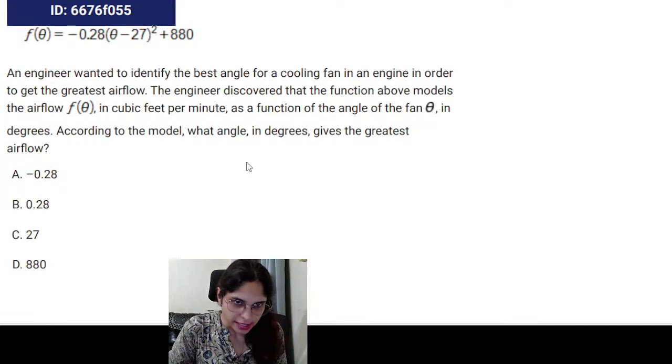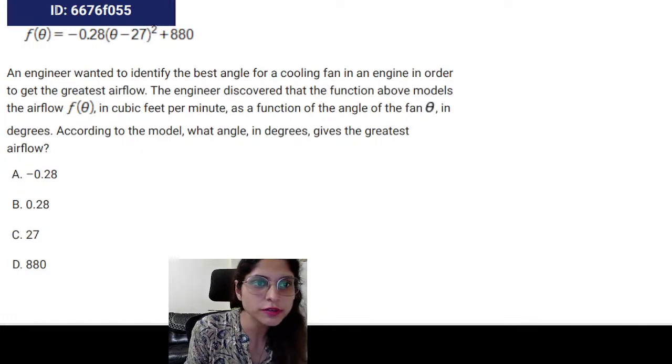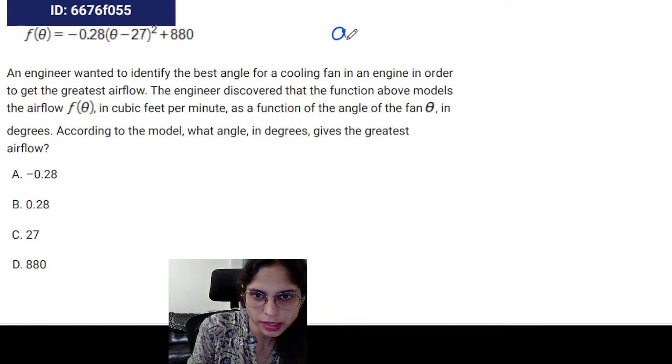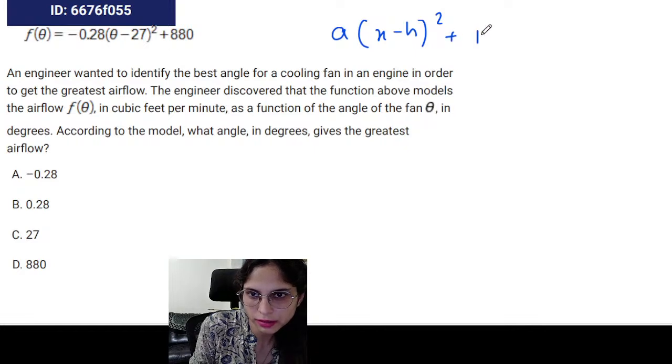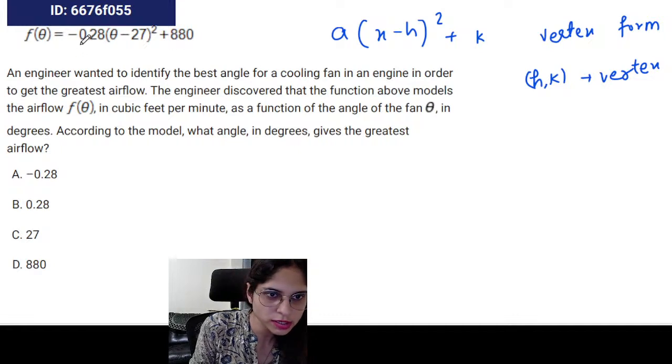F of theta is negative 0.28 times theta minus 27 whole squared plus 880. This is your vertex form. So a times x minus h whole squared plus k is your vertex form, and here h comma k is your vertex. If you have a plus sign, the negative will come outside. If there is a negative sign, only the number will come out. So you can see this is your a, this is your h, and this is your k.